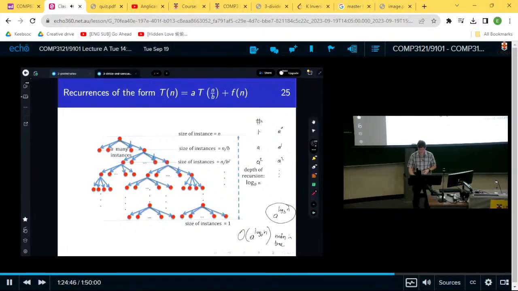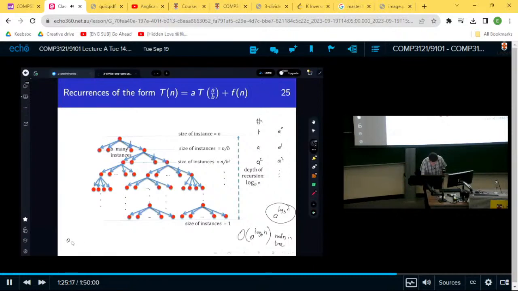A to the power log base b of n is not a nice function. We really want a polynomial function, right? There was one suggestion that we can swap the a and the n. Why is that the case? Let's try to work through it.